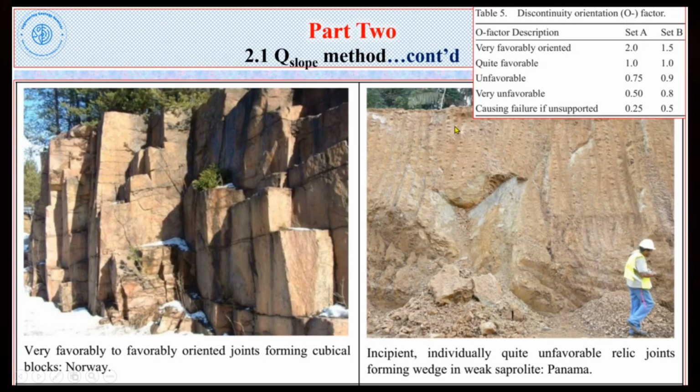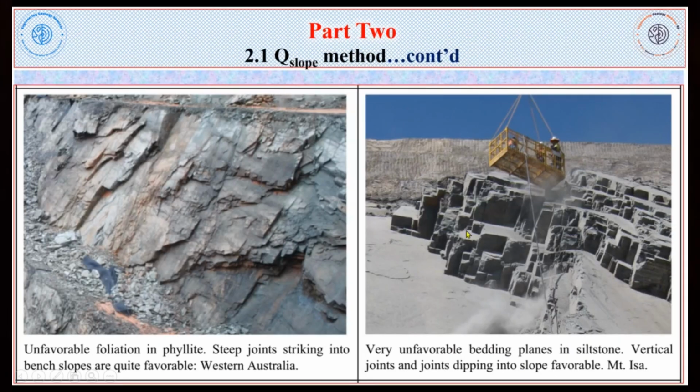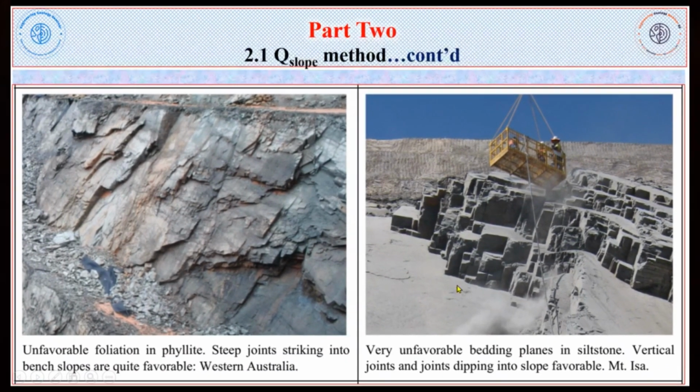So in order to elaborate on the discontinuity orientation factor, these are discontinuities that are very favorable: oriented joints forming cubical blocks. Those joints forming cubical blocks are considered very favorable, and this type of joints is considered quite favorable. And this type of joints is unfavorable: foliation planes that are dipping towards the valley are considered unfavorable. Bedding planes that are dipping towards the valley are a very unfavorable orientation.